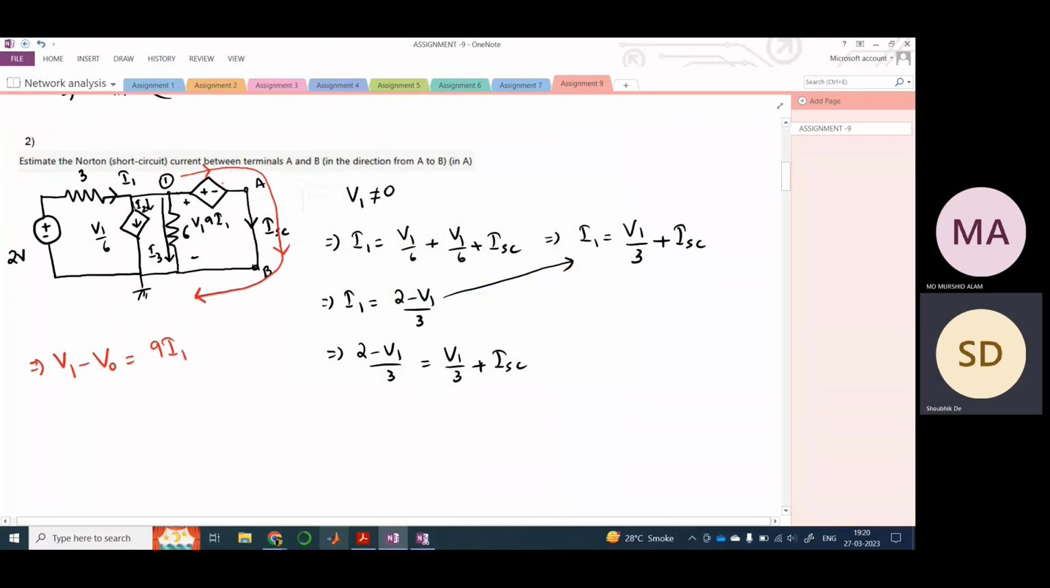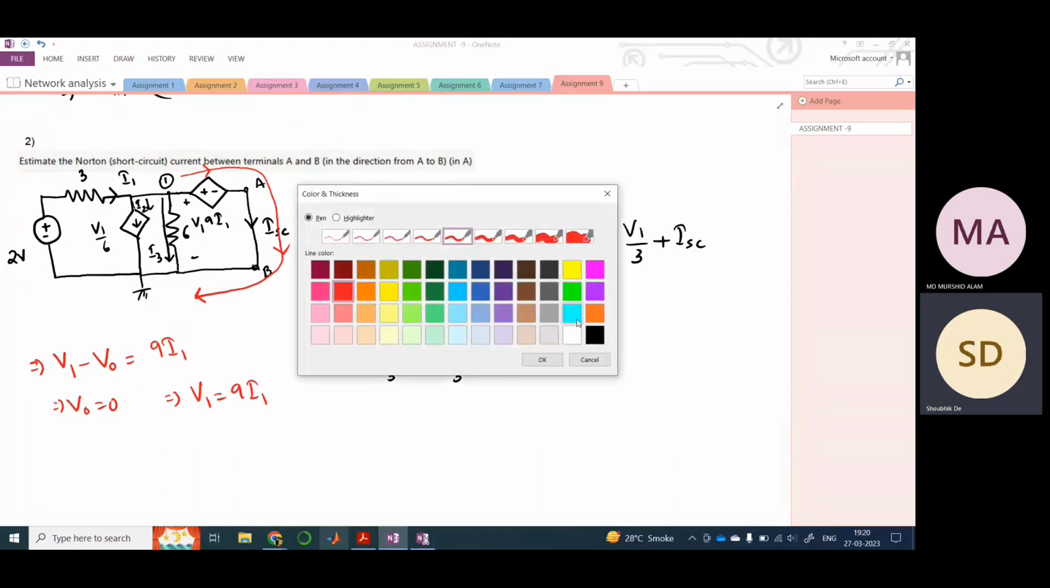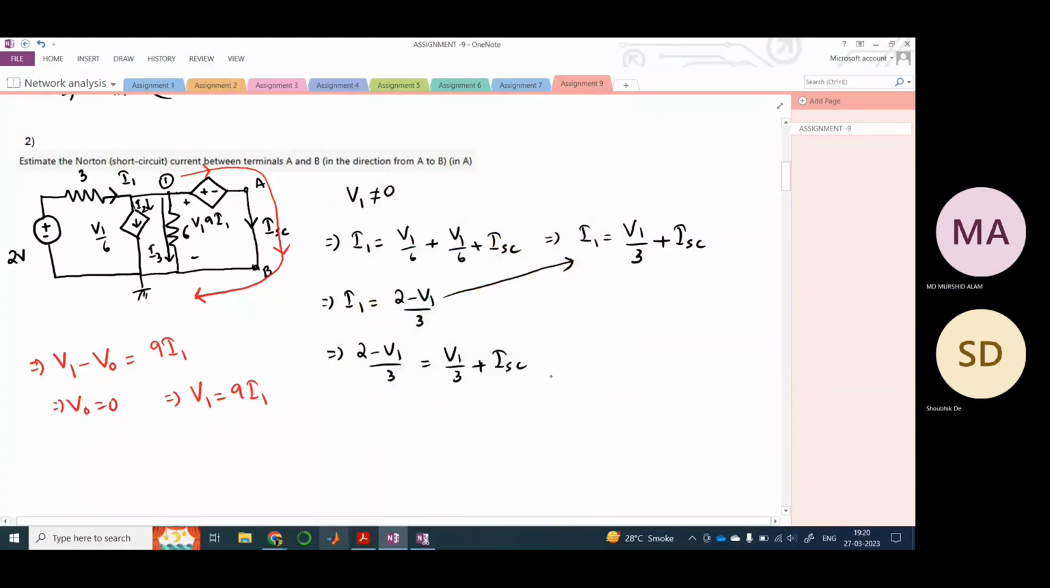Because this is actually connected between A and B, basically between V1 and the reference voltage, and your V0 is 0. Why? Because you have grounded it. Therefore V1 would be nothing but 9I1. I hope you have understood why this equation was written. If not, please tell me, I'll explain it again. Got it. Okay.